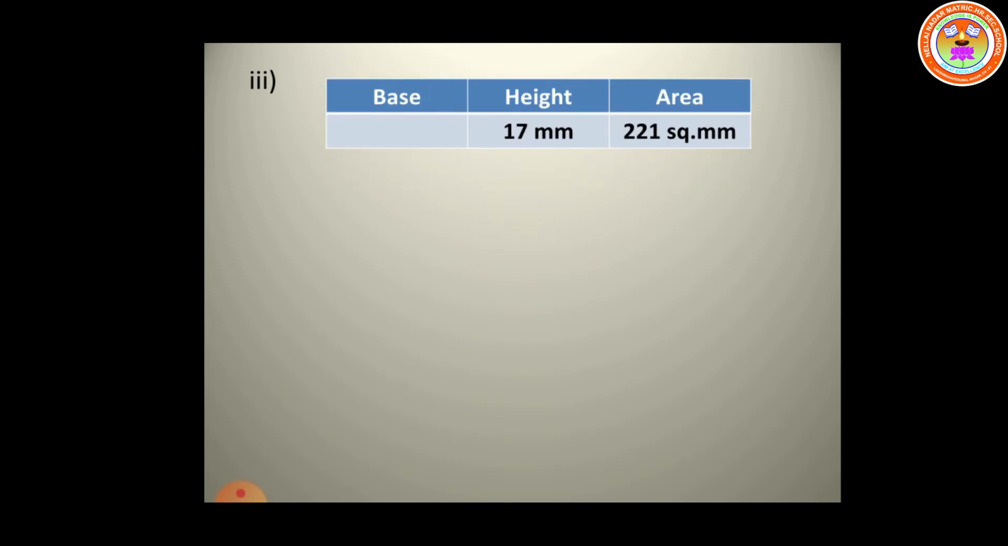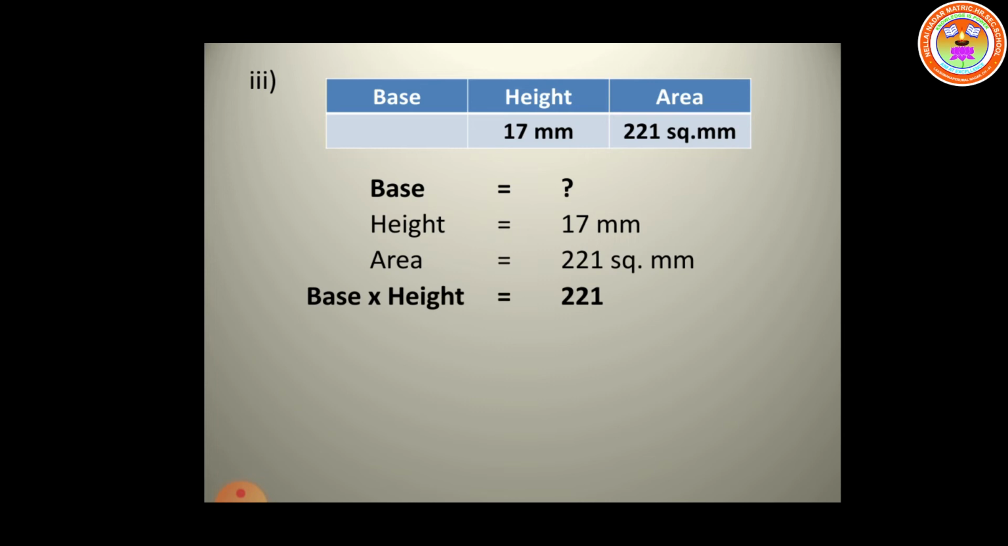Third subdivision. Base we want to find. Height and area given. Base missing. Height 17 millimeter. Area 221 square millimeter. What is the formula for area? Base into height. Substitute that. Base into height equal to 221. Substitute the known value. Height 17. So base into 17 equal to 221.